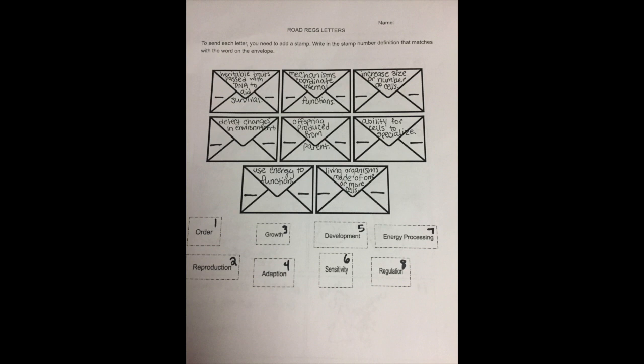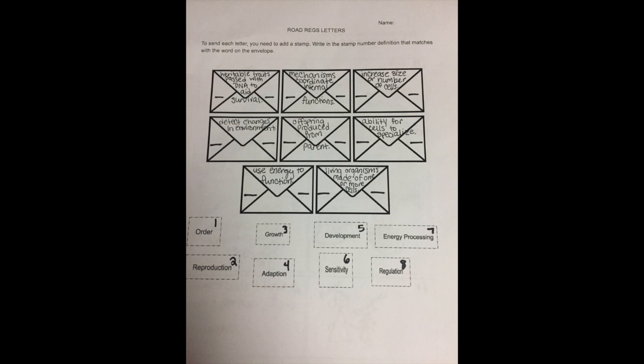So the first one, we'll go from top left to right and then down to the next one. The first one is heritable traits passed with DNA to aid survival. The stamp that should go with that letter should be adaptation. Now the next one, mechanisms coordinate internal functions. The stamp that should go with that one is regulation. The next letter is increased size or number of cells. The stamp that should go with that one is growth.